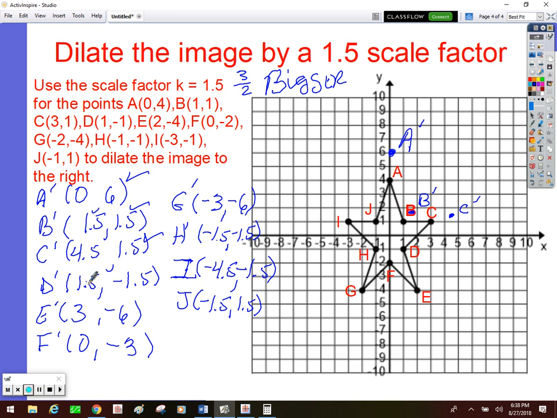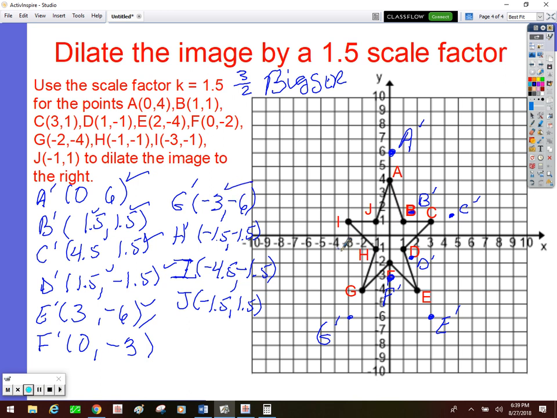All right, we've done C. Let's go do D. 1.5 down 1.5. Well, it's going in the same place as this one, but down here, right? 1.5 down 1.5. There is D prime. And if you'll notice, these numbers are all on the outside, so they are getting bigger. All right, E prime is 3, negative 6. That's way down here. F is at 0, negative 3, which is right here, F prime. Okay, so we've done this one and this one. Now we got G, negative 3, negative 6, which is right here, which is G prime.